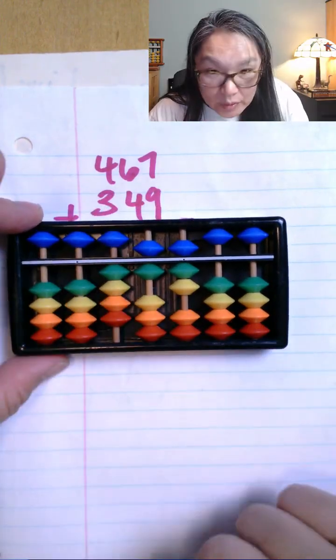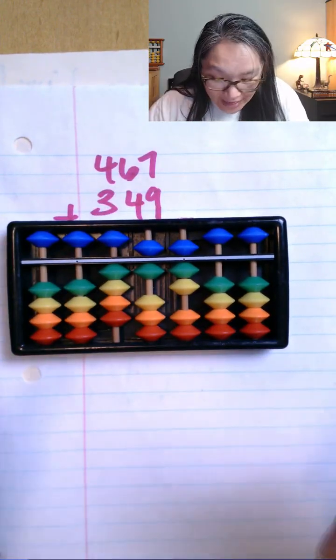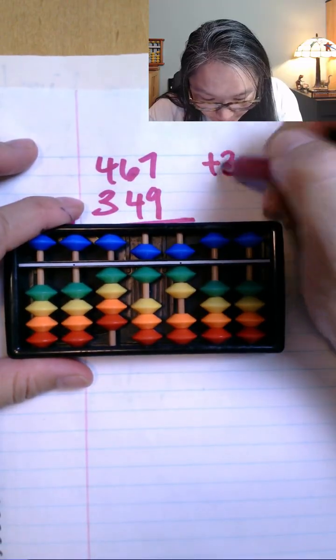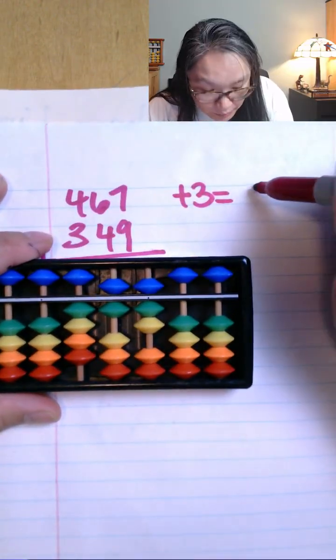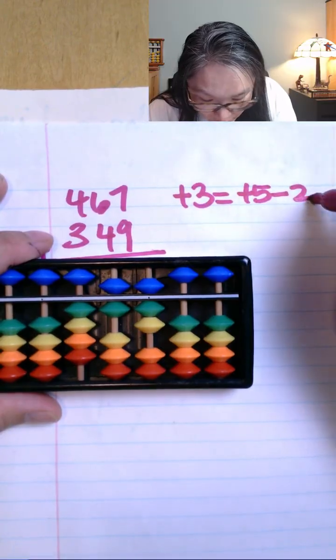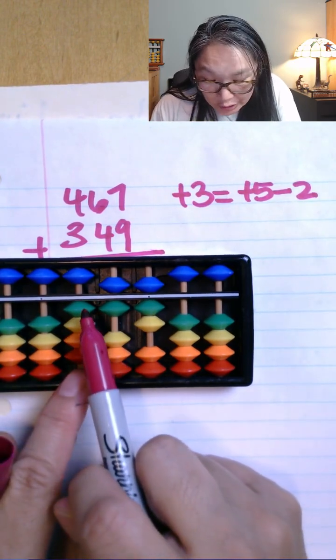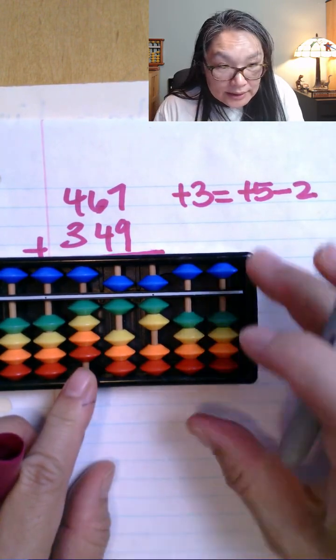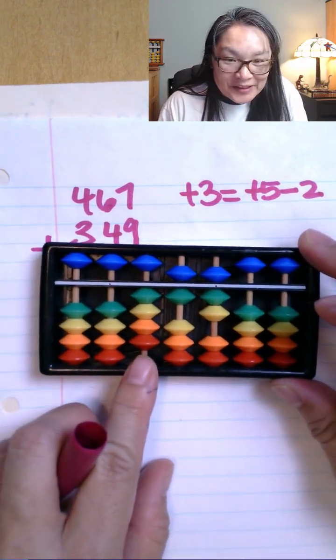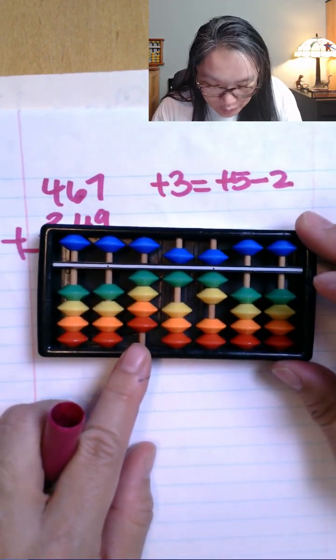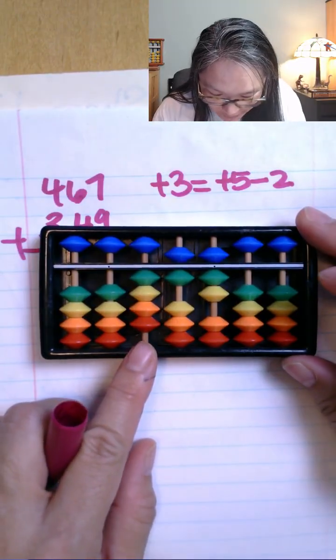Now what we're going to do is we're going to add 3. When we add 3, how do we add 3? We add the 3 as plus the 5 minus 2. Notice I do plus the 5. I don't say plus 500 minus 200. That's too big. That's too much, that's a lot of numbers.